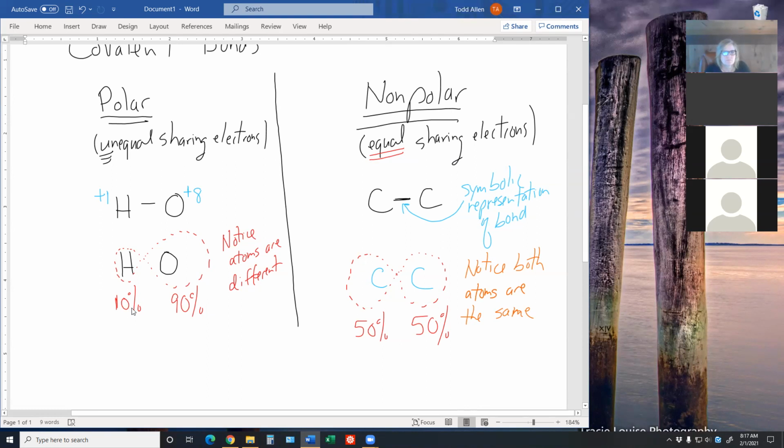So, if you ask yourself, which is the stronger bond? For a variety of reasons that we won't dip our toes into right now, the nonpolar covalent bond is going to be stronger than the polar covalent bond, right? Nonpolar is going to be stronger because of the equal sharing of electrons. Folks, do you have any questions right now?